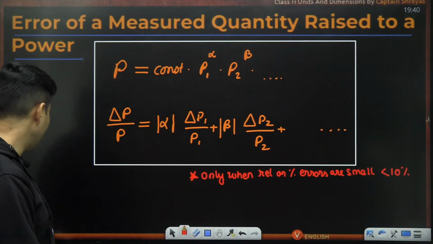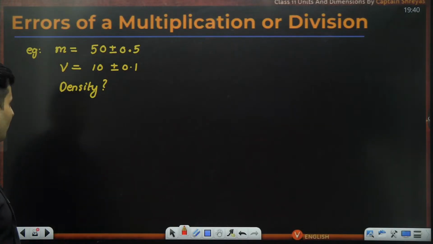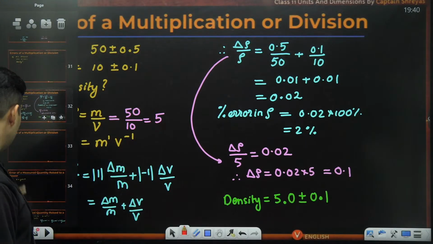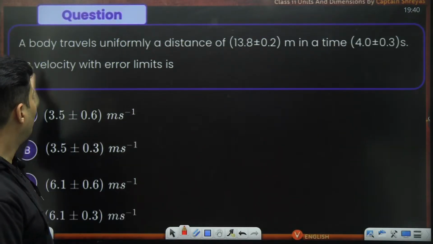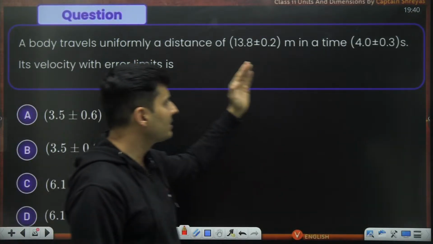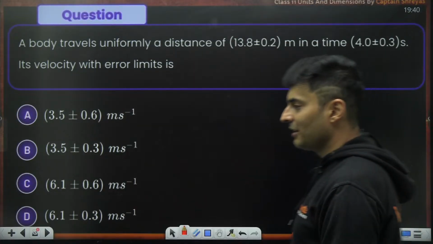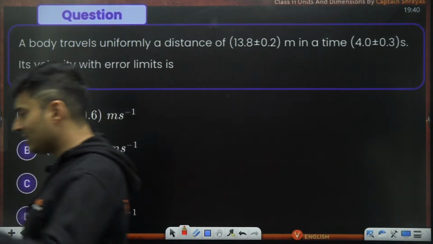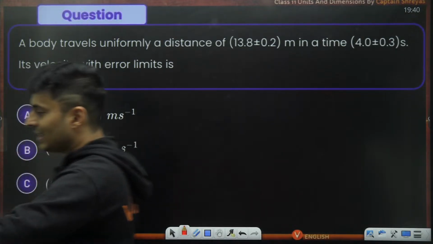What is that something else? We can see from problem to problem. I'll show you that kind of question also. But is this clear? Let's do some questions so that you get an idea of it. Okay, let's see. A body travels some distance in some time. Find the velocity with some error limits. Yes, there are questions exactly like this asked in JEE.